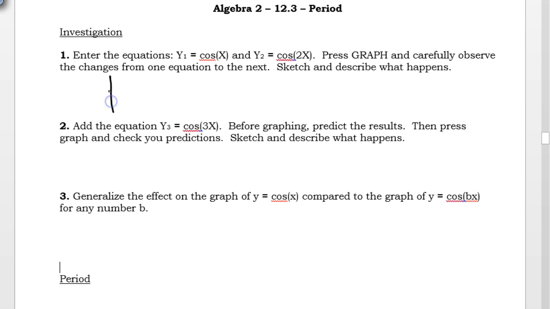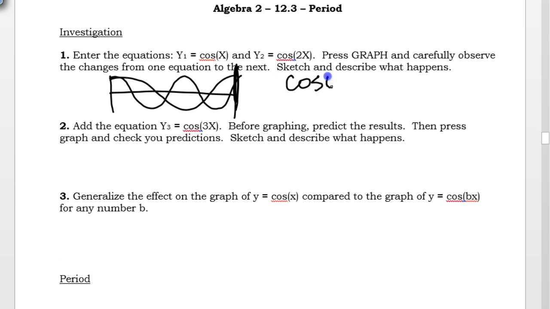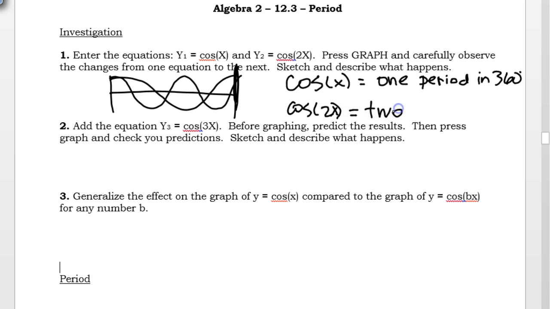So let's sketch this. Here is one cycle, cosine 1x, and then 2 cycles in the same 360 degree window. So cosine of x, one cycle or period, and cosine of 2x had 2 periods in the same window.